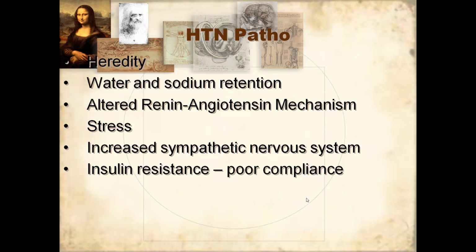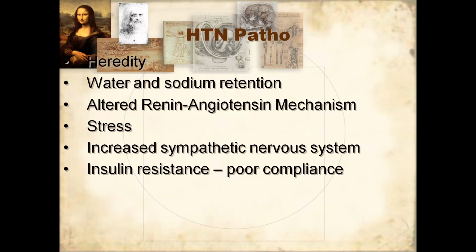So hypertension pathophysiology: hereditary. There's a lot of people that have hypertension because it's in the genes. It's passed down. You may hear somebody say, my parent has hypertension, my grandparents had hypertension. That's a component of hypertension that you can't do anything about. Another component is water and sodium retention. Water follows sodium. How much sodium do you retain? How much sodium are you taking in?